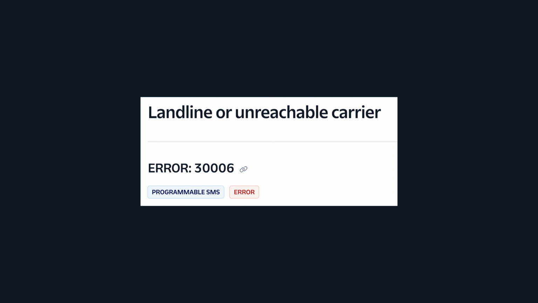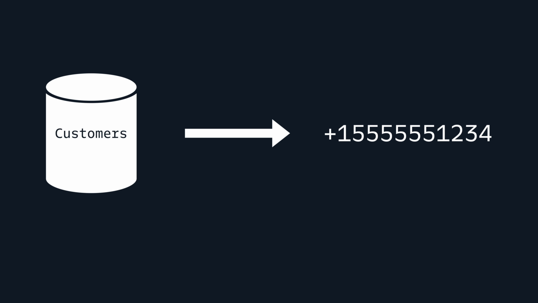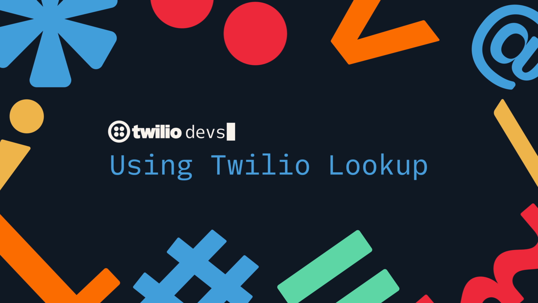that couldn't be reached. One way this might happen is you might have a database, and from that database you fetch a phone number to send the SMS to. Unbeknownst to you, though, that phone number is a landline, and landlines cannot receive text messages. Let's talk about how we might avoid this using Twilio Lookup to determine the line type.